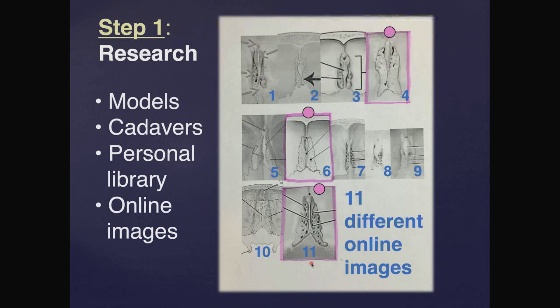As I do my research on these, I have to know my anatomy because I have to know what they really look like, and I often want to go back to cadavers to find that. And notice that I have a pink circle around number 4, number 6, and number 11. After looking at all these 11 different images, I've decided that 4, 6, and 11 are the most anatomically accurate, the most real, and the ones I want to model my sketch after. So after doing my research on anatomy and on images, then I'm going to go make my sketch.